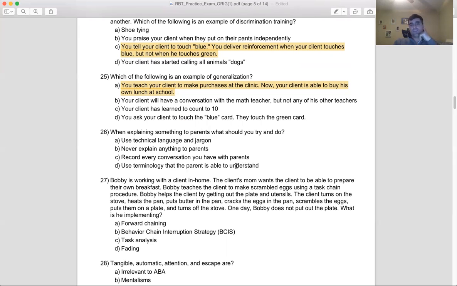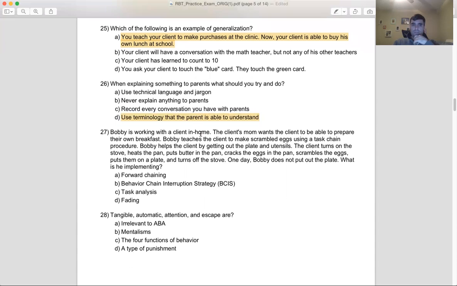D, use terminology that the parent is able to understand. Yes. Again, what's the most common sense, straightforward answer? When you're talking to parents, just talk to them so they understand you. It does no good to show off all your technical language if they don't know what you're talking about. So 26 is D.